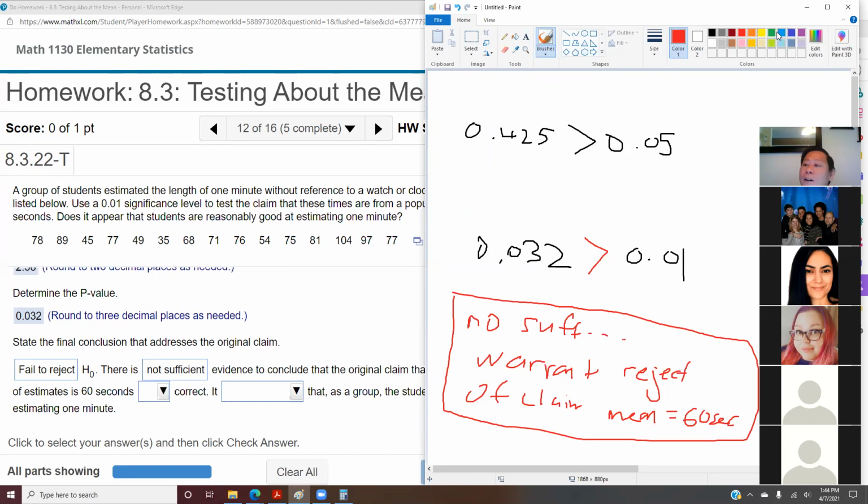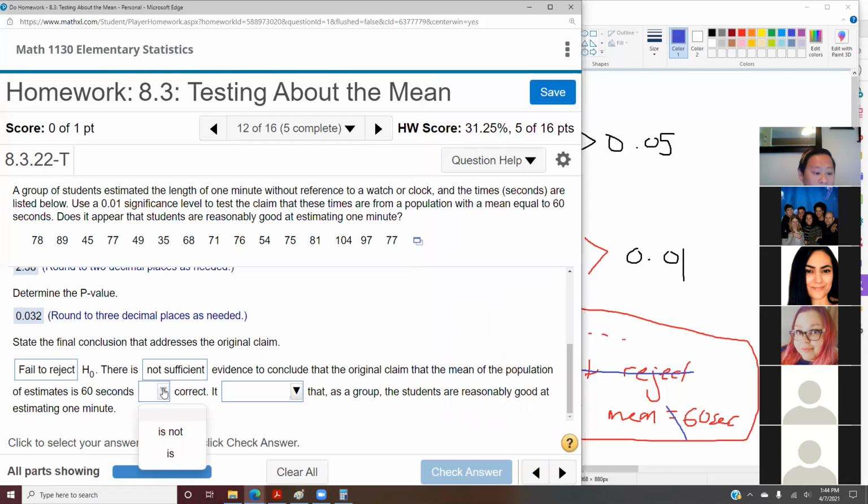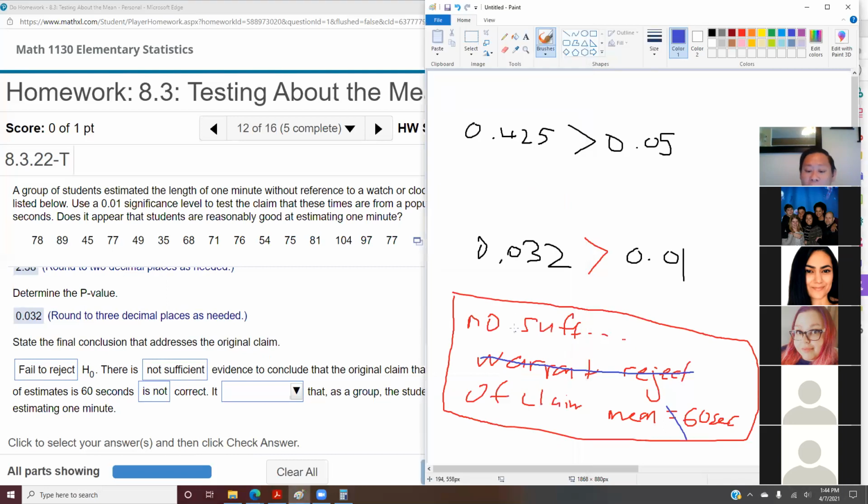Because of this question in your online homework, they strike this part out. If you strike it out, then it should be not equal to 60 seconds. That is not correct. So again, you have to have two negation words here: make sure you have the word not and the word reject, or the word not and the word not.